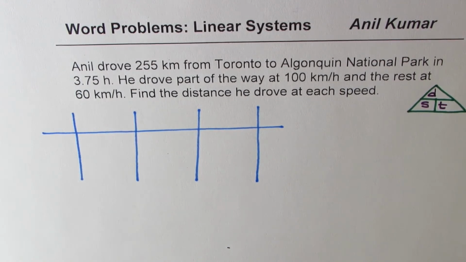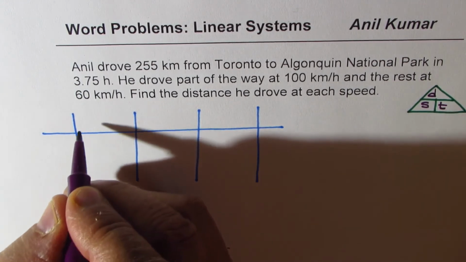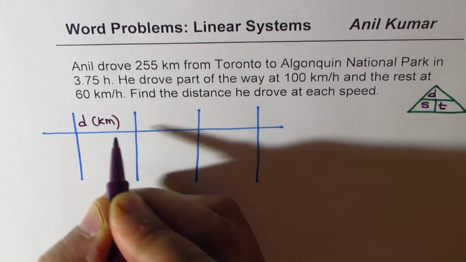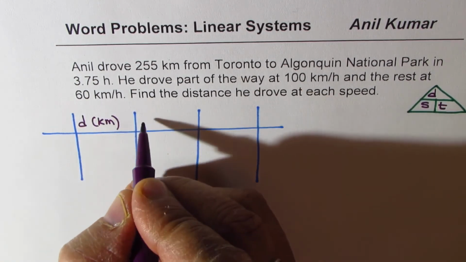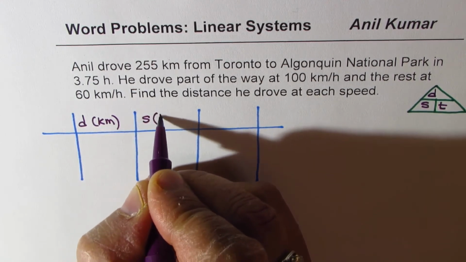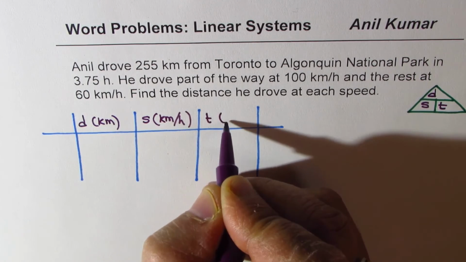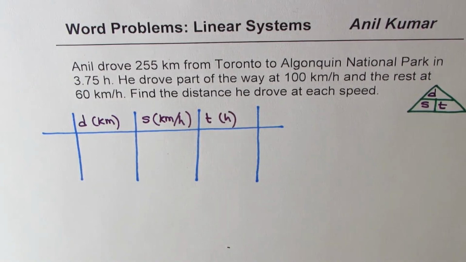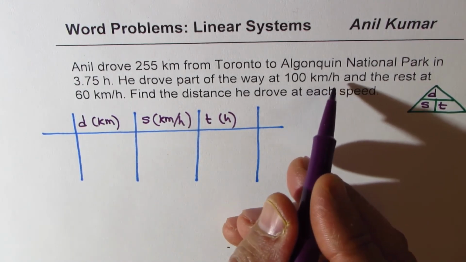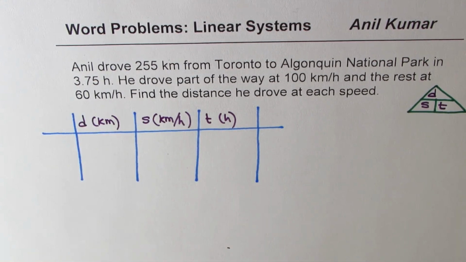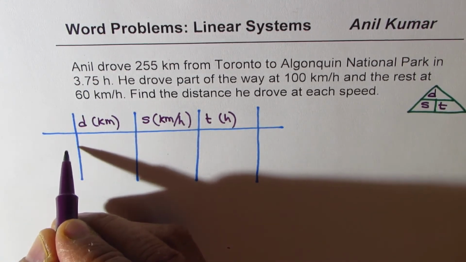So we'll actually translate the information. We say distance, and distance is in kilometers in this question. Speed will be in kilometers per hour. Time is in hours. Now we are given two different conditions here. One is the speed of 100 kilometers per hour. The other one is 60 kilometers per hour. Correct? So these are the two conditions.